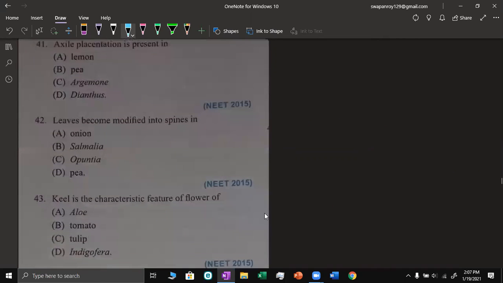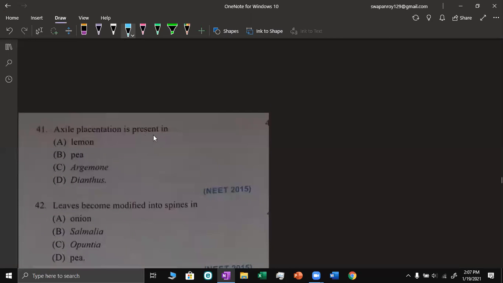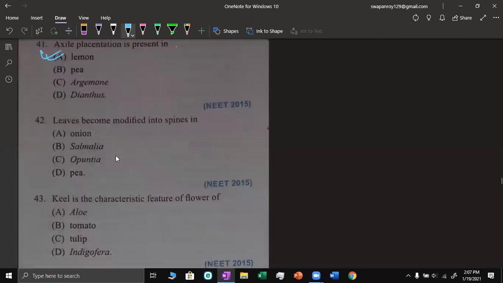Quickly, I'll finish this one. Okay. Axile placentation is present in lemon. Dianthus. Axile placentation we do find in lemon. When you cut lemon, you will find seeds at the center. Leaves become modified into a spine in which: onion, Salmelia, Opuntia. In Opuntia, those spines are leaf modification, and in Opuntia, that flat green portion is the stem modification. In Opuntia, we get two types of modification, stem modification as well as leaf modification.